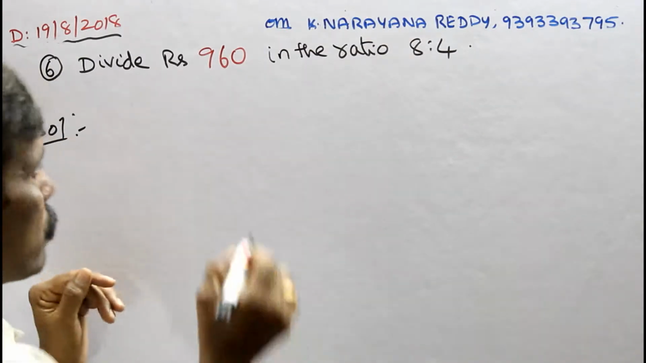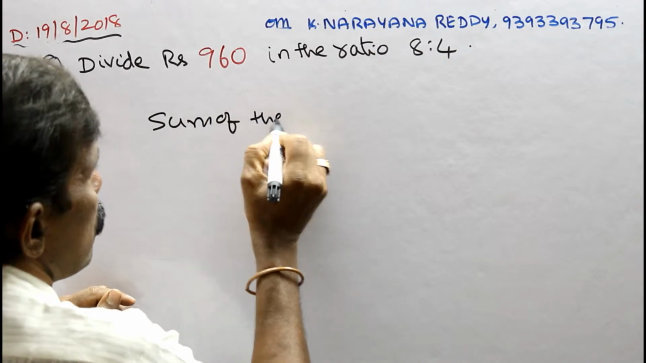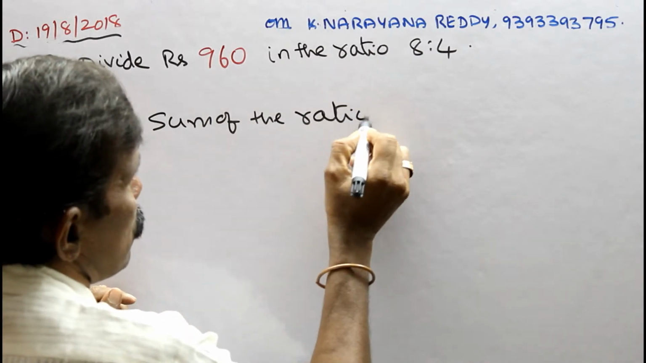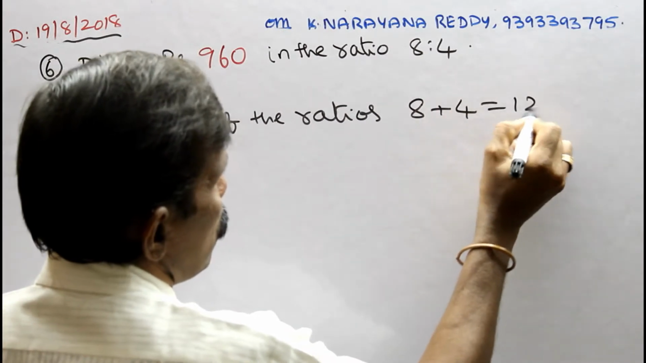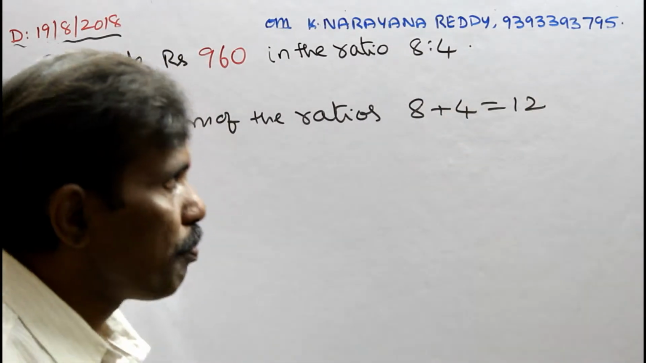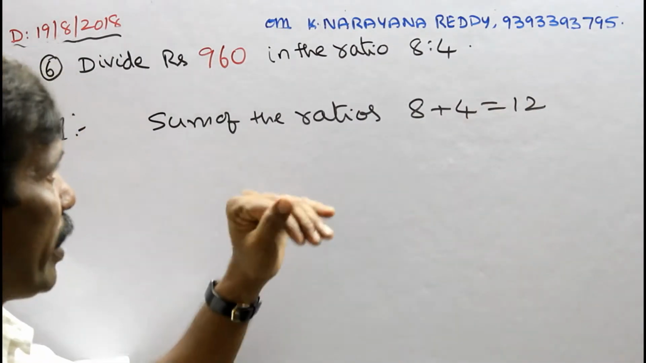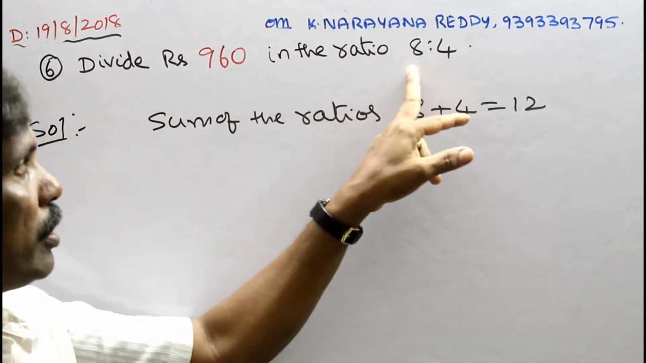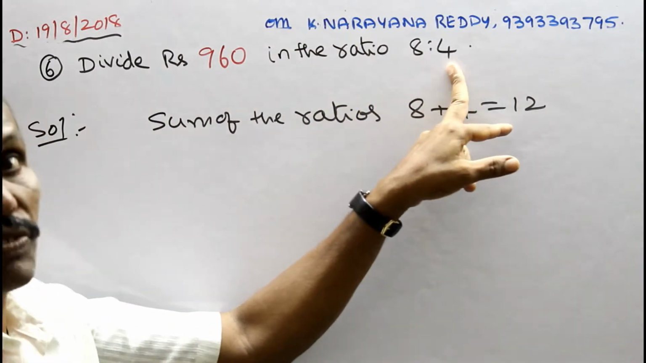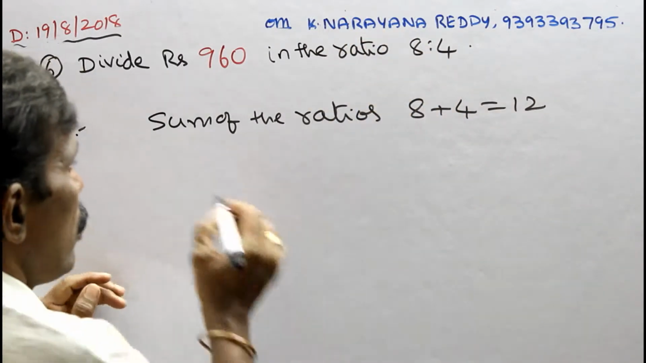Sum of the ratios. That means 8 plus 4 equals 12. Okay. Now this is the sum of the ratios. Now to find the division in the ratio 8:4, this person gets 8 rupees and this person gets 4 rupees. Okay, that is the ratio. That is the fraction.